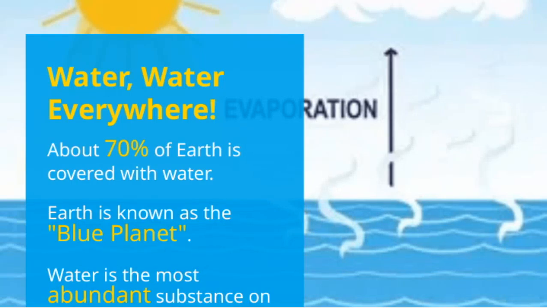Water is the most abundant substance on Earth. It's everywhere around us, covering the majority of our planet's surface. In fact, Earth is often called the blue planet because of how much water we see from space. Approximately 70% of our planet's surface is made up of water, which is a staggering amount.